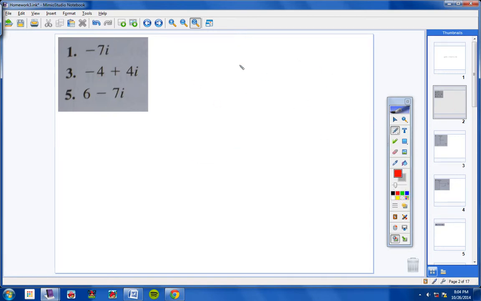All right, number 3. Our complex number is negative 4 plus 4i, okay? So here's our coordinate plane. And we're going to go negative 4 to the left, and then 4 up. And there we go. There's our complex number.